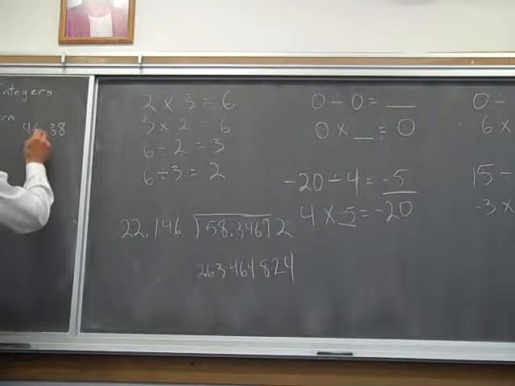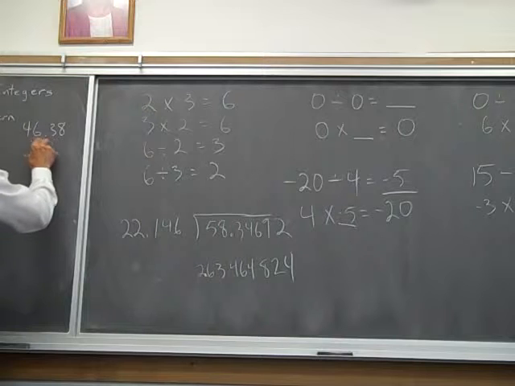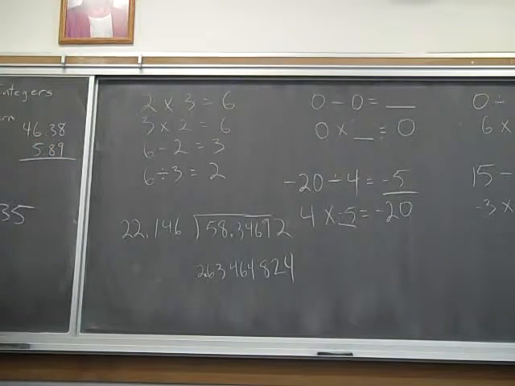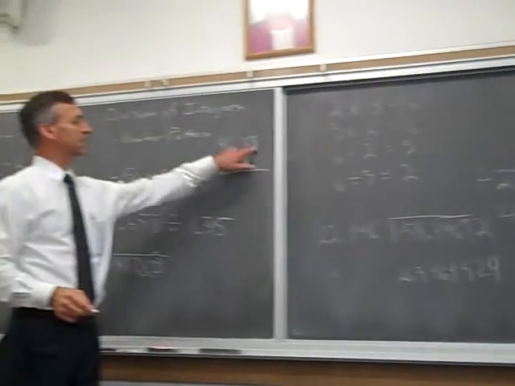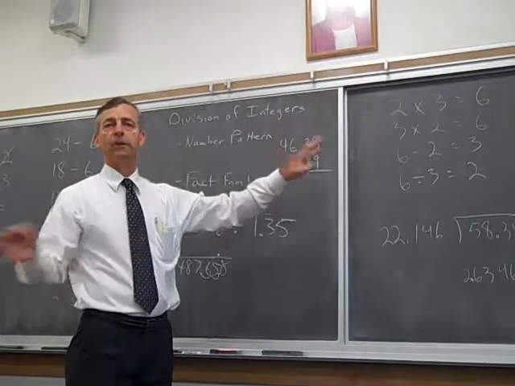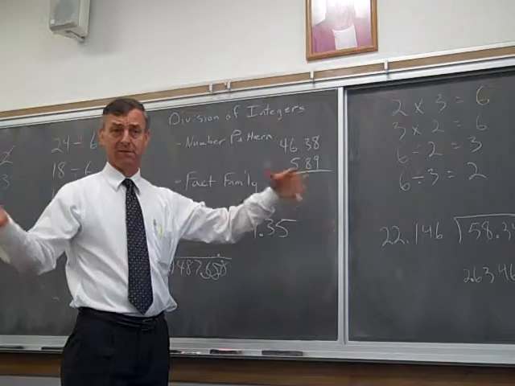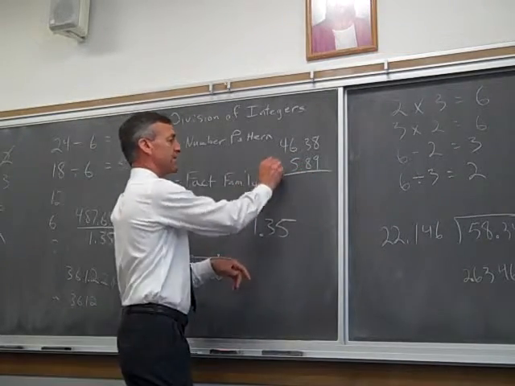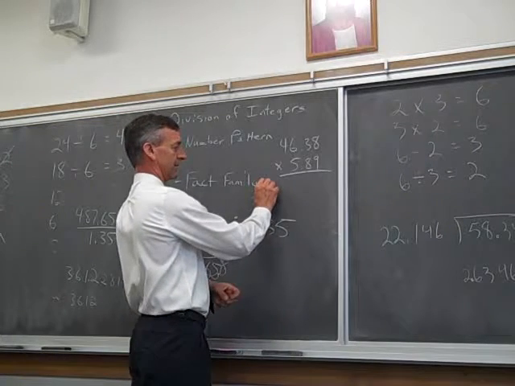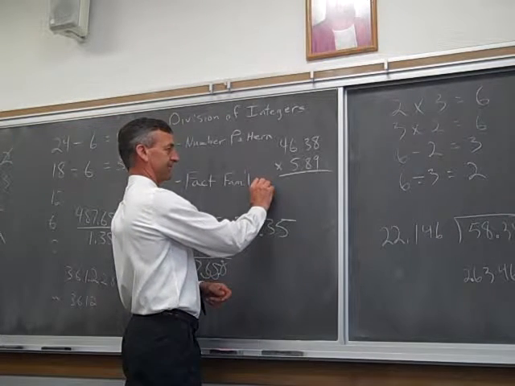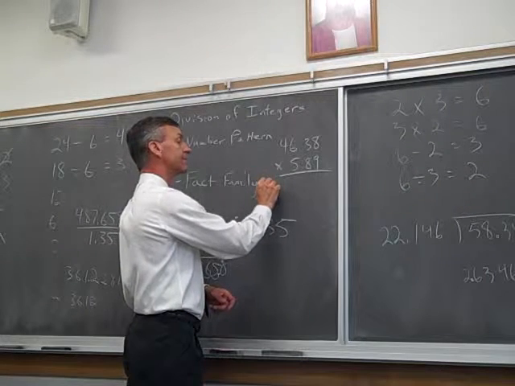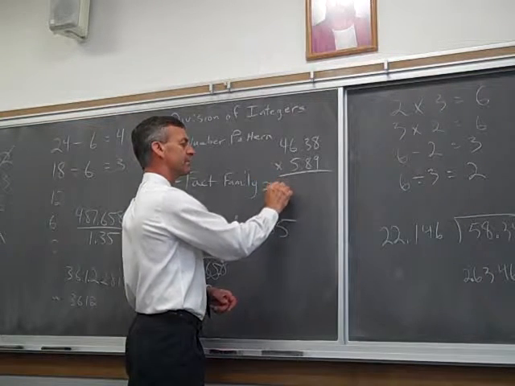46.38 times 5.89. I could multiply 4638 times 589, no decimal, in my calculator. Go ahead and do it. Just leave your decimal off, but this is times this. Give me the answer. 31782.